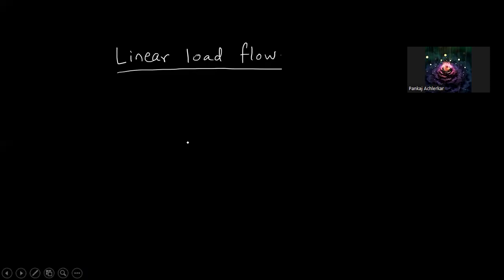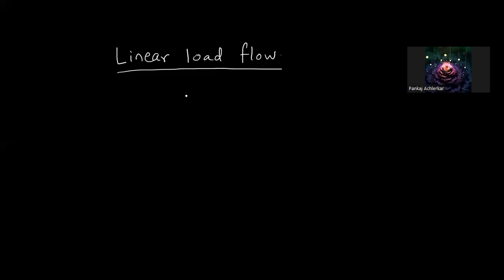Okay, so in this video, we are going to see something known as linear power flow or linear load flow for a distribution system. Linear load flow. Okay, so what is the load flow? Basically, we are solving the steady state equations of the system. System means it can be a transmission system or a distribution system.